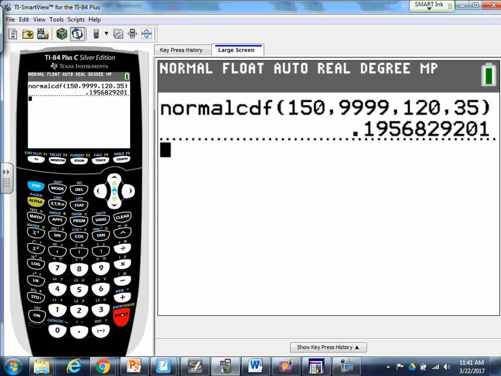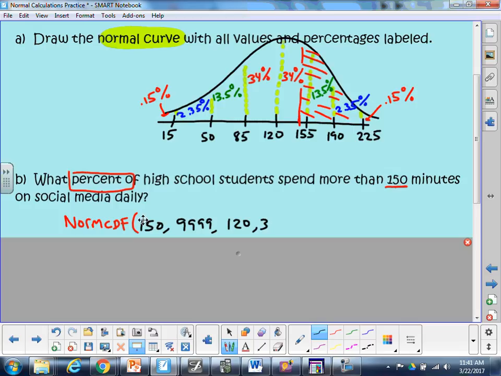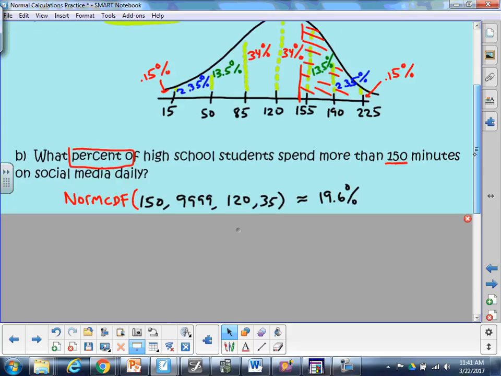And what this is gonna do, it's gonna give you a proportion out of 1, which we could convert to a percentage as 19.6%. Okay, and that's gonna be our answer for this first one. So just to fill in what we did: 150 for a lower, upper of 9999, a mean and a standard deviation, and we got right around 19.6%. So that's exactly what normal CDF does. It's going to find you the percentage of values within a certain interval.